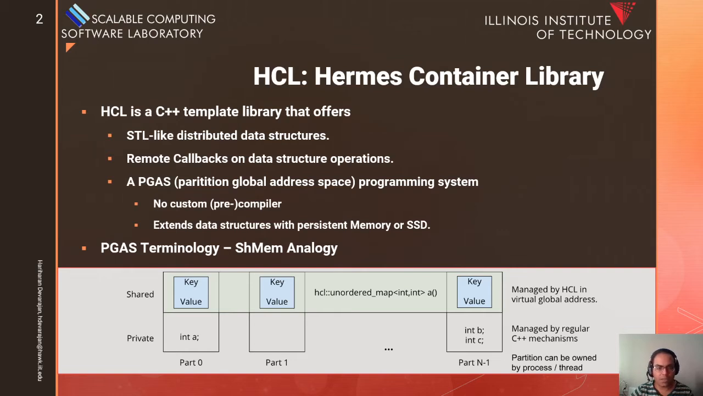HCL builds upon the PGAS model, where it does not need any precompiler. It additionally extends the PGAS model from using just memory to persistent devices such as NVRAM and NVMe. As illustrated in this example, the green bar shows the shared memory space which is managed by HCL. The shared memory is a collection of several partitions which hold the data, in this case a key-value pair. The number of partitions can be less than the total number of processes, that is, it is possible to configure some of the processes to not hold any partitions.